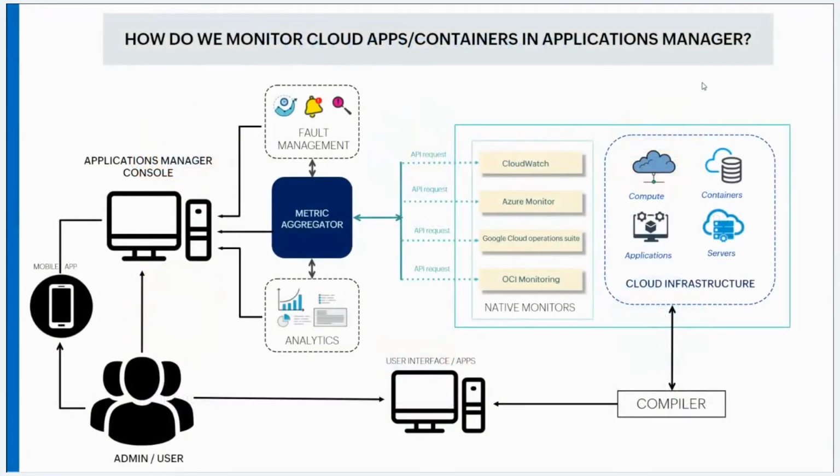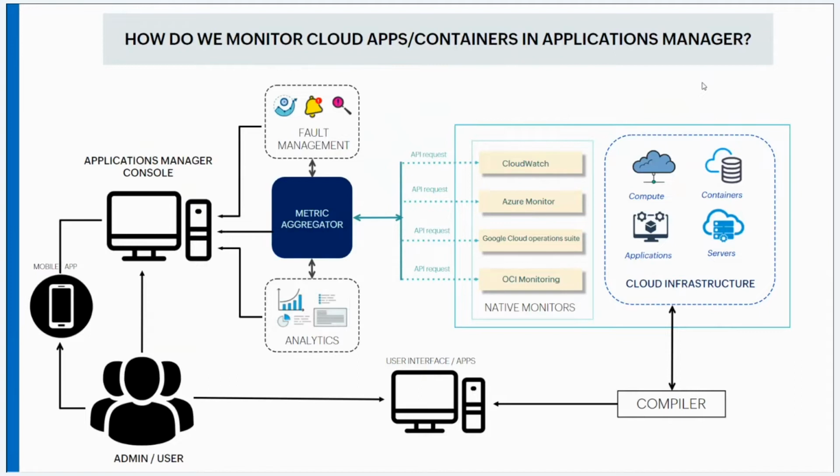Applications Manager is an infrastructure and a server monitoring tool, which also provides application performance monitoring on the side. It offers monitoring for over 150 technologies, including databases, cloud servers, normal service and other infrastructure elements. It also automatically discovers the applications and maps their dependencies. Take a look at this flow diagram to understand how Applications Manager works. So in the cloud infrastructure, you have various elements such as the compute elements, containers, applications, and servers.